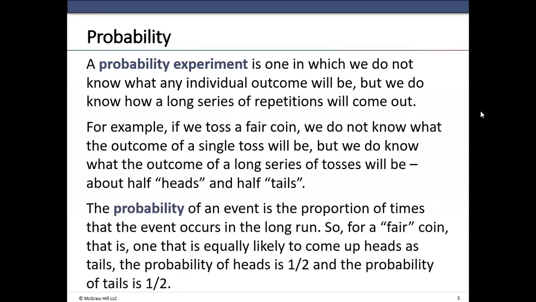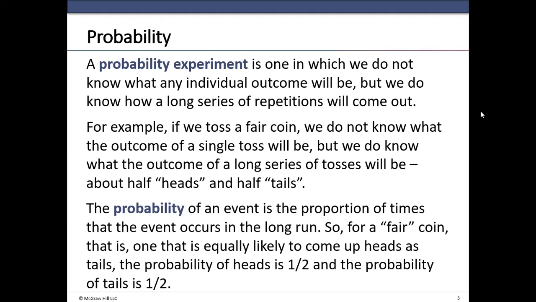A probability experiment is one in which we do not know what any individual outcome will be, but we do know how a long series of repetitions will come out. For example, if we toss a fair coin, we do not know what the outcome of a single toss will be, but we do know what the outcome of a long series of tosses will be: about half heads and half tails. The probability of an event is the proportion of times that the event occurs in the long run.